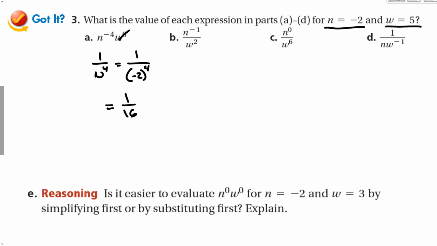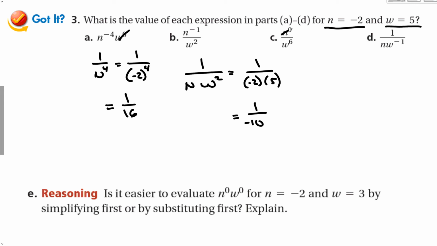Okay, let's try B. First step, move the negative exponent term to the bottom of the fraction, so that it leaves me nothing on the top. So I just put a 1, and we have n to the first power now, positive first power, so I can just leave it as n, w squared. So that's 1 over negative 2 times 5. So my answer becomes 1 over negative 10.